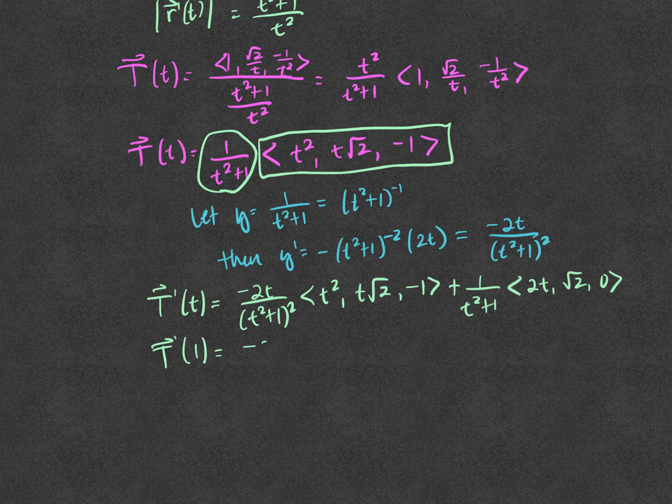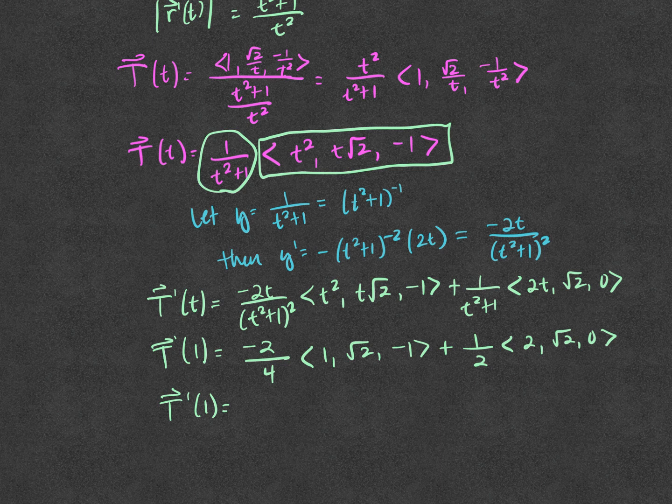So we have negative 2 over 1 plus 1 is 2 squared is 4. And then we have 1, square root of 2, and minus 1 plus 1 plus 1 is 2. And we have 2, square root of 2, 0. So let's keep going with this.